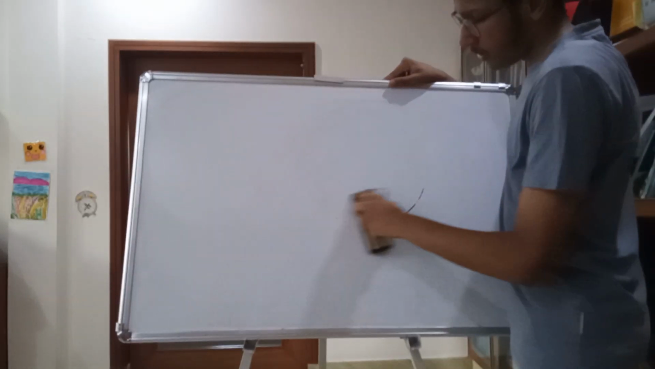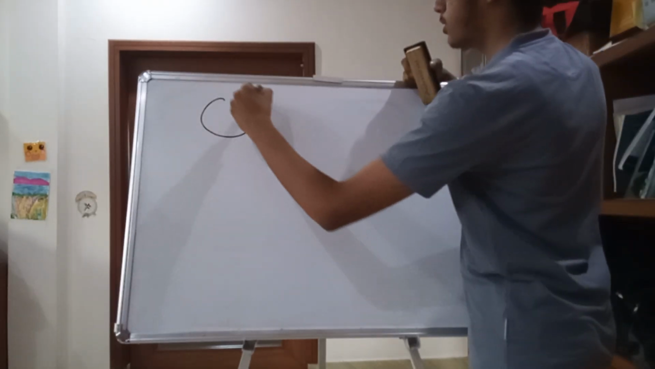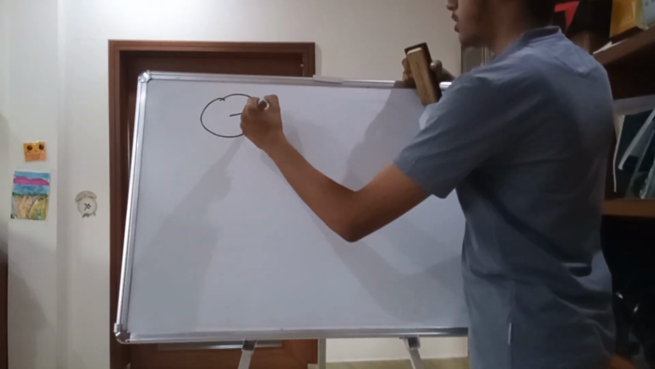First, let us assume that a particle is going to travel in a circular motion. I am very bad at drawing, so let me draw a smaller circle. I think there is no need to draw such a big circle. So let's draw a smaller circle.